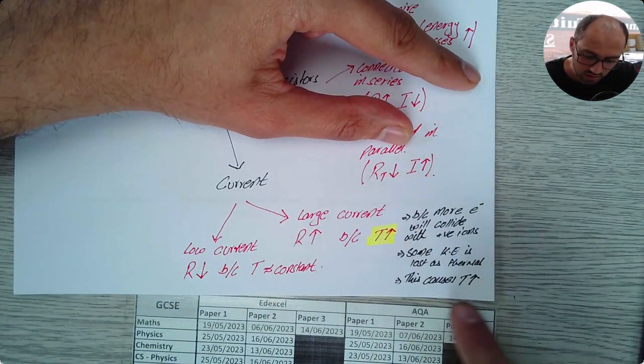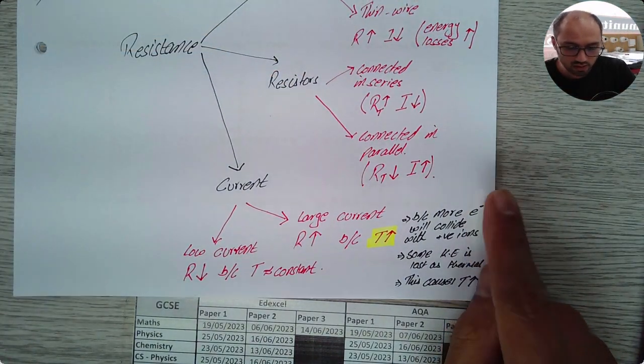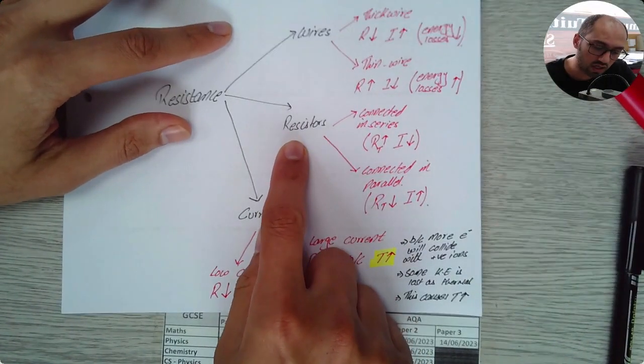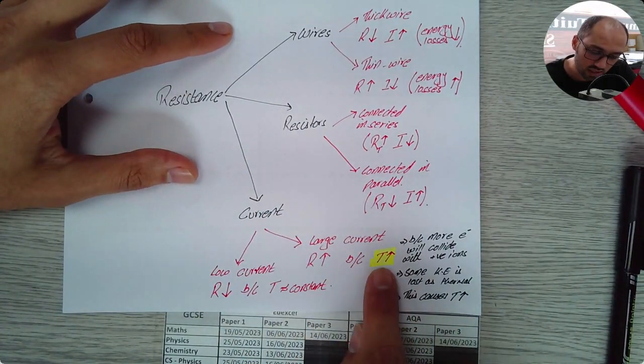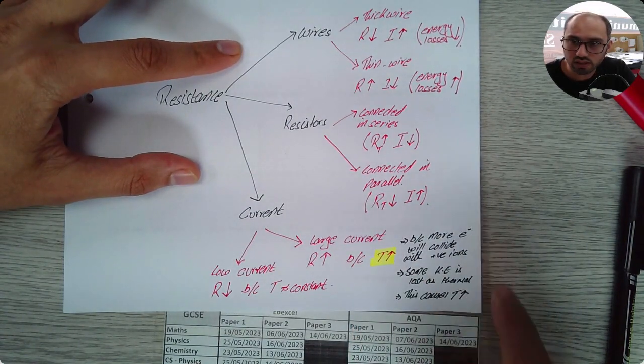Now, this is something that will not only apply to the wire, it will also apply to any component, for example resistors as well. So if a large amount of current flows through the resistors, the temperature will increase. Why will this temperature increase? Because of these three reasons.